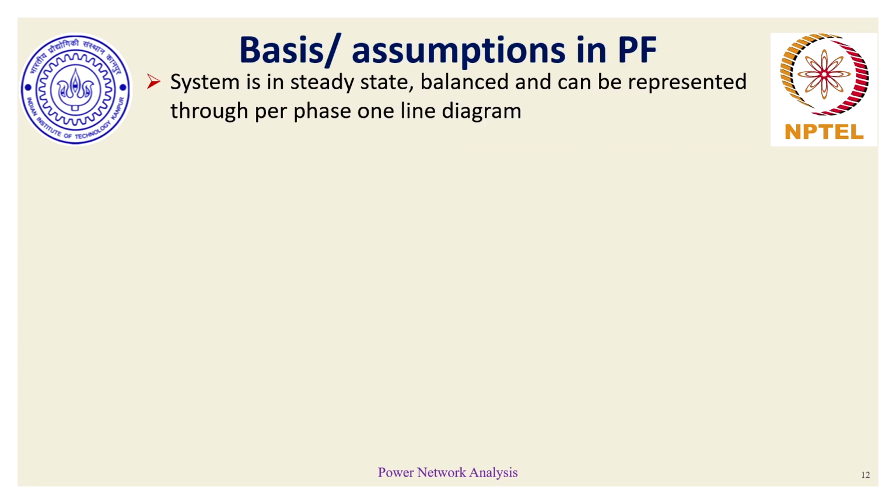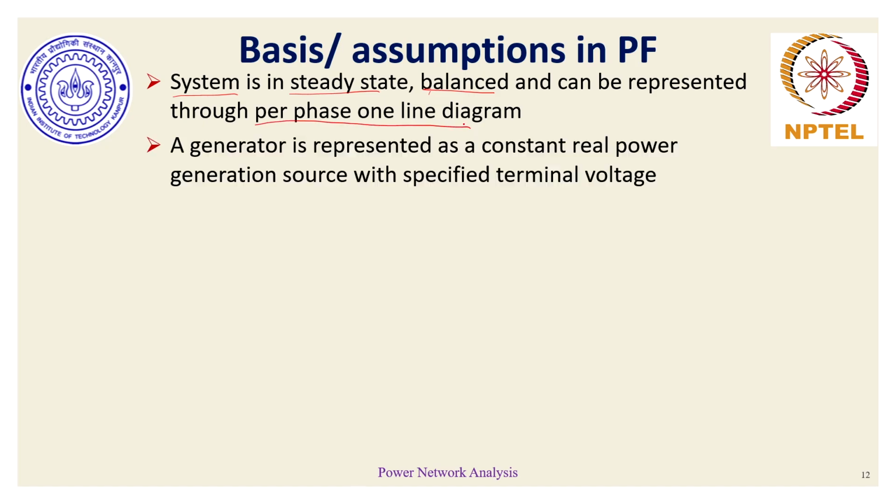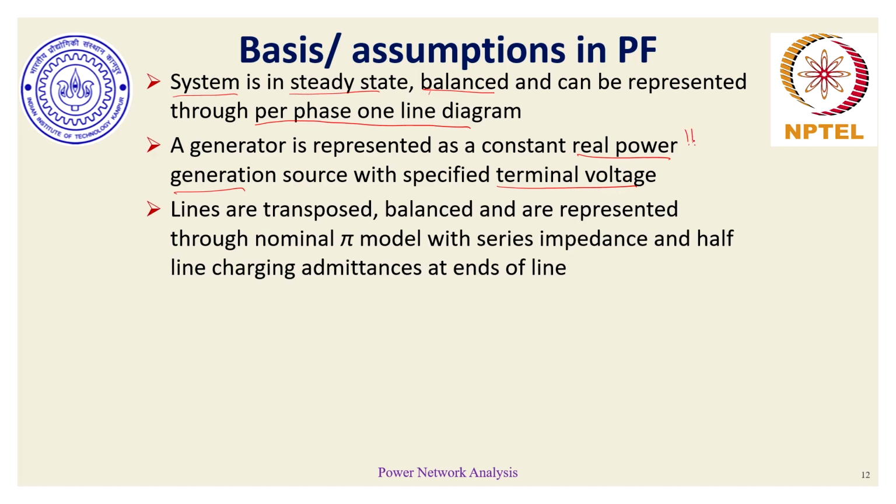Certain assumptions which go well before we understand how power flow analysis is done are that we assume the system to be in steady state. There are no faults, disturbances, or transients happening. The network is perfectly balanced, and the entire network with all its elements can be represented in a per phase analysis through a single line diagram. Generators are represented as constant real power sources with specified terminal voltage. Why real power? Please have patience, we will understand that in a moment.